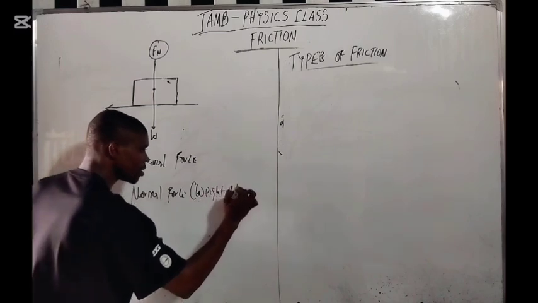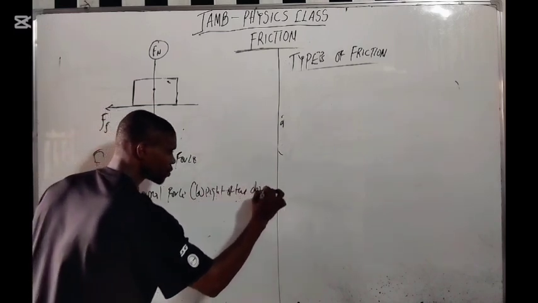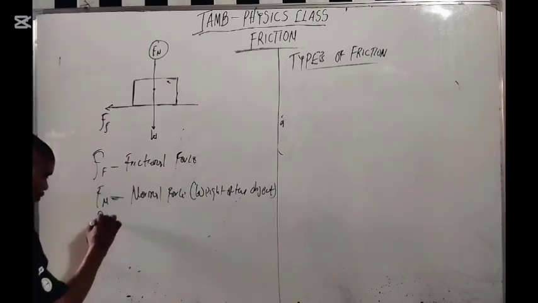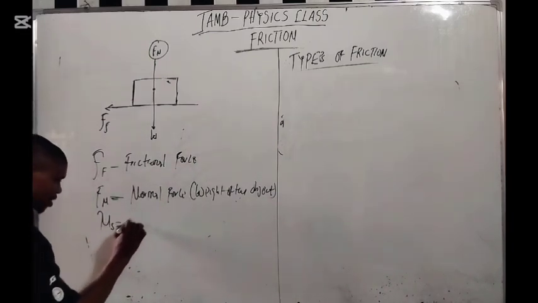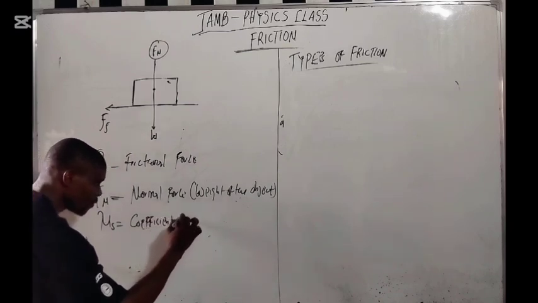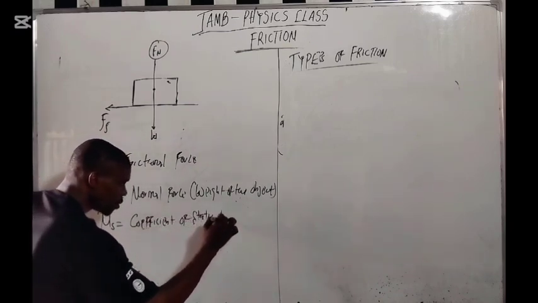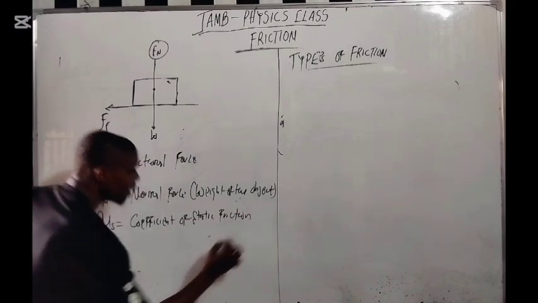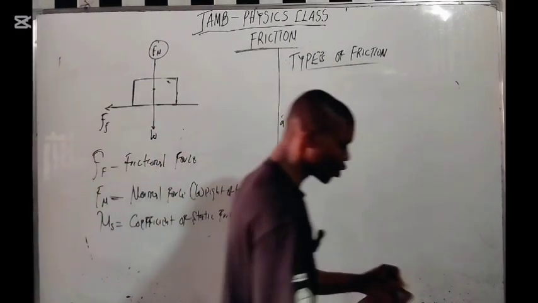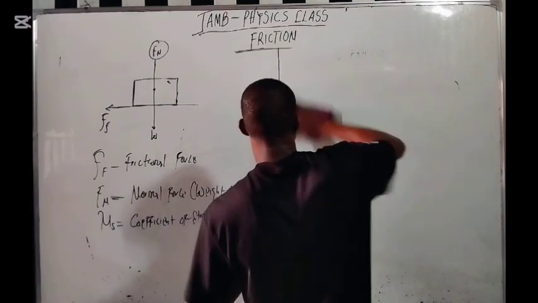Weight of the object. Then the last one to look at is called coefficient of static friction. Now, this coefficient of static friction is what you need to understand very well. So, what is coefficient of static friction?